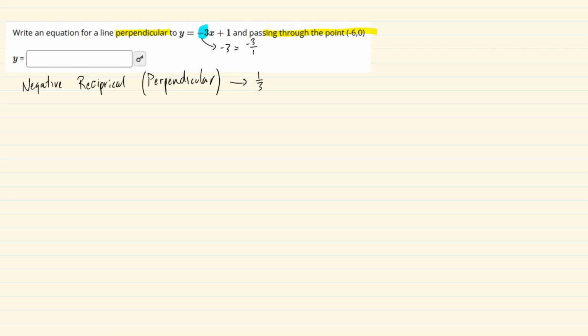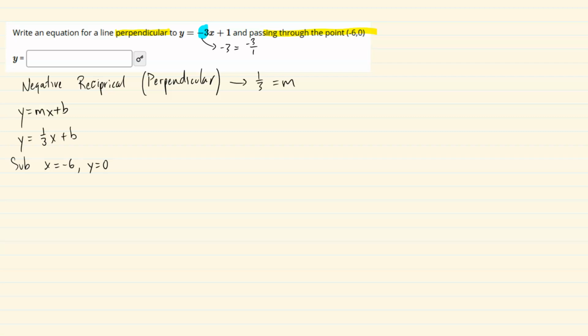So anyways, this is our new slope, m, and the standard form is y equals mx plus b. So we have the slope now, and we also have a point on the line. So let's use this information. We have y equals 1/3 x plus b, and we want to solve for b. We're going to substitute x equals negative 6 and y equals 0 in, and so we can solve for b.